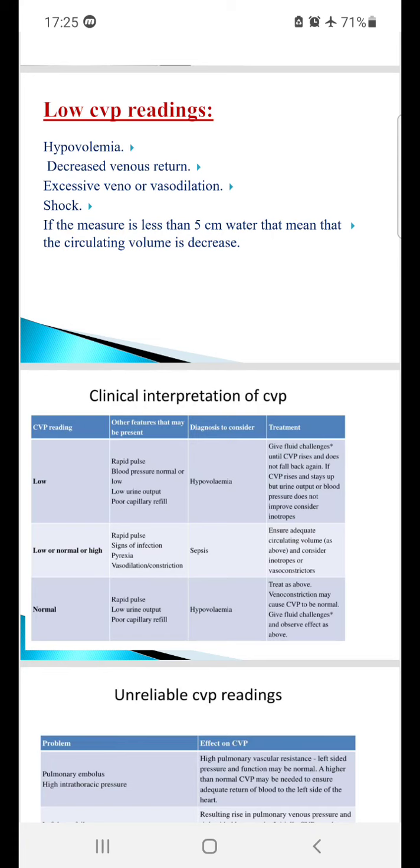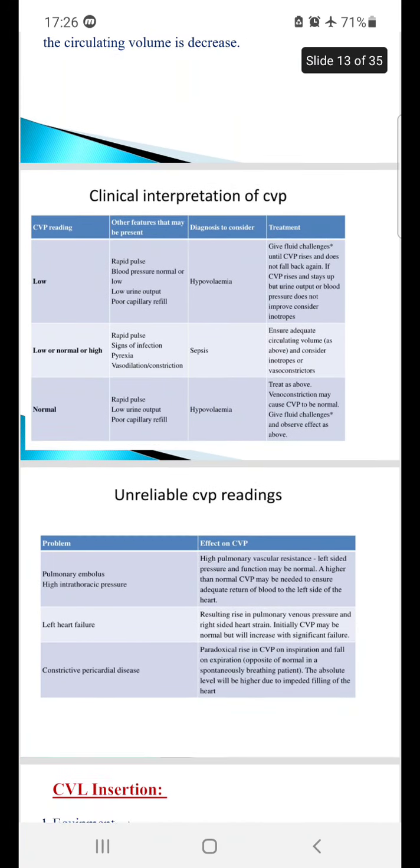With a low, normal or high CVP, features present may include rapid pulse, signs of infection, pyrexia, vasodilatation or vasoconstriction. So it is sepsis. Ensure adequate circulating volume as above, and consider inotropes or vasoconstrictors. Normal readings with rapid pulse, low urine output, poor capillary fill: in hypovolemia, treat as above. Vasoconstriction may cause the CVP to be normal. Give a fluid challenge and observe the effect as above.